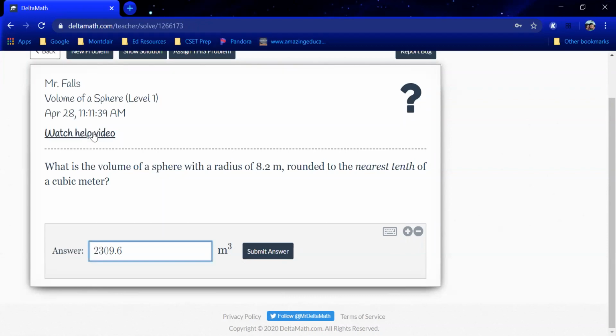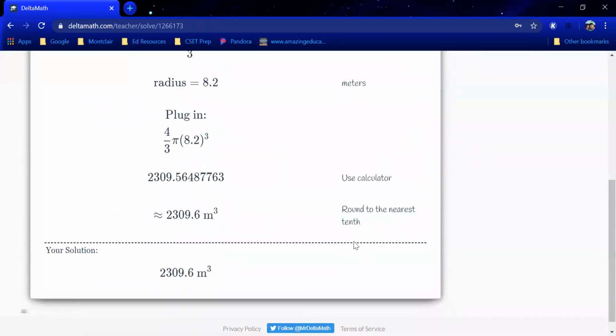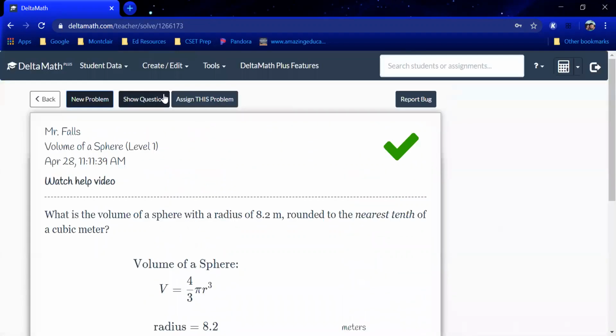Also, guys, use these help videos as well. You can always use those for any problem. They're really cool to use. So anytime, watch those. Yes. All right, cool. We got it. Got it again. There it is. And it shows you the work. Pretty cool.